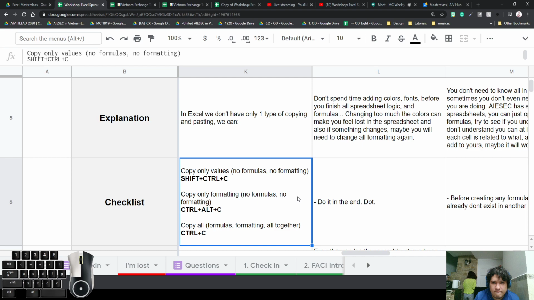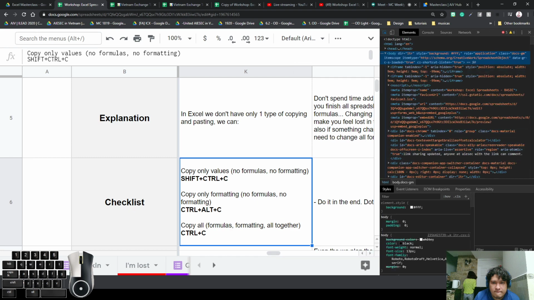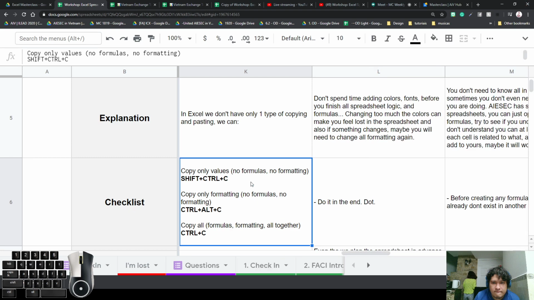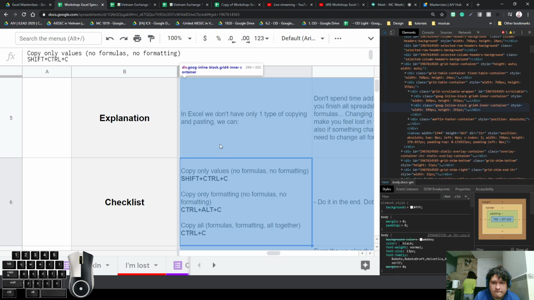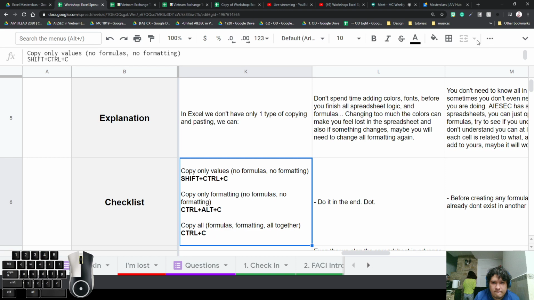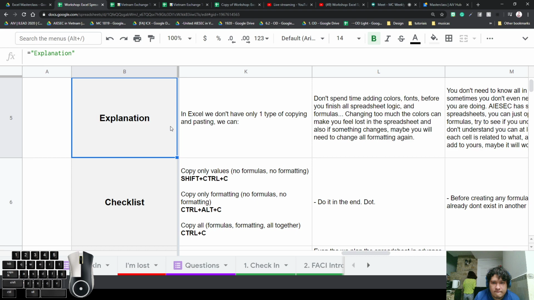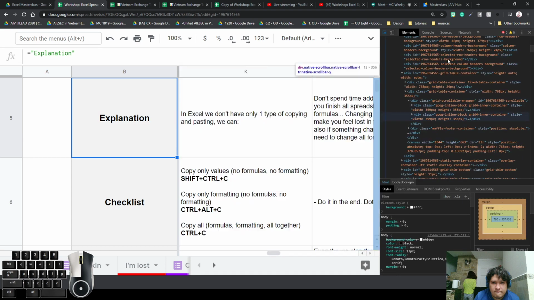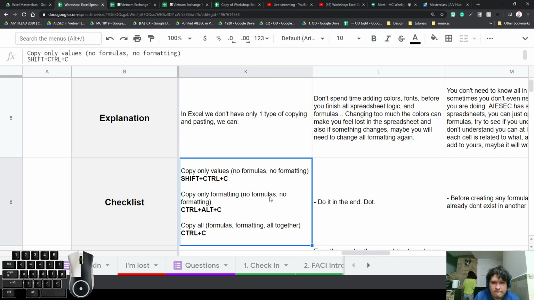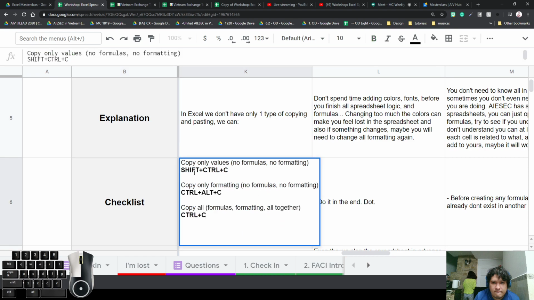So you don't need to try to memorize it now, but just remember that these possibilities exist, because after some time you're gonna use it so much that you're gonna remember. So for example, if you want to copy only the values, you press Shift Control C. Oh, why did this happen? Okay, there's something weird happening right now, but it's okay. I'm gonna see later if this is the correct one.